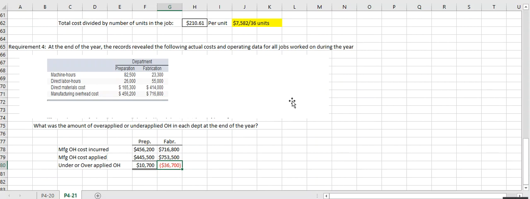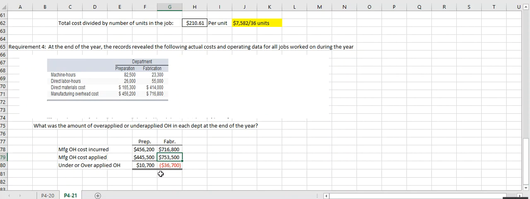So every time we use a direct labor hour in fabrication department, which was 55,000 times, we said it cost us $13.70 overhead for this hour. So we just kept accumulating that $13.70 every time we used a direct labor hour, and we applied those at the predetermined rate. So that's the amount we applied.